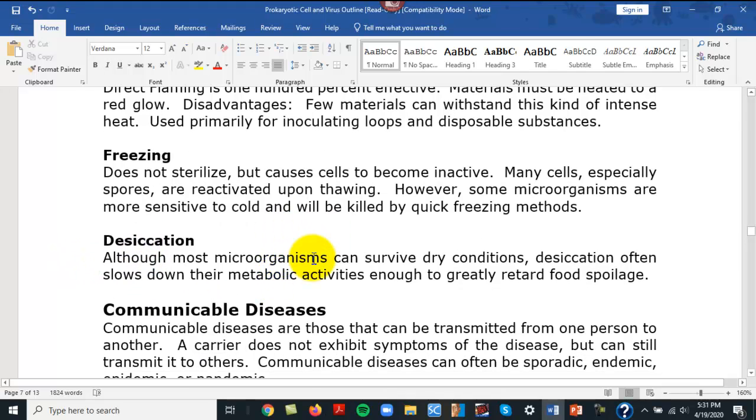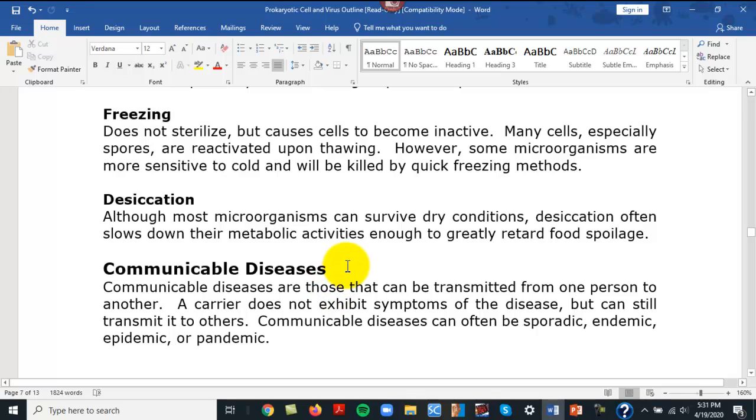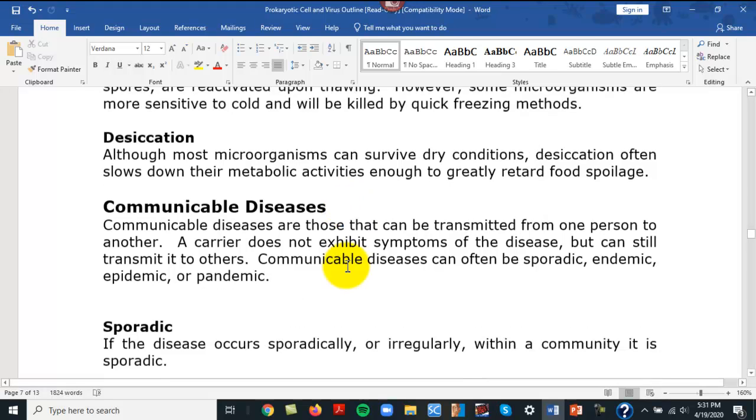Desiccation is something that's dry or drying out. Freeze-dried food, I believe the MREs have that. I actually had one of those at one point. NASA food, that stuff doesn't spoil because it's so dry. It's the whole osmosis thing. Remember, water is drawn to areas that have high osmotic pressure, and anything that has very little water has a very high osmotic pressure, so nothing can survive that.